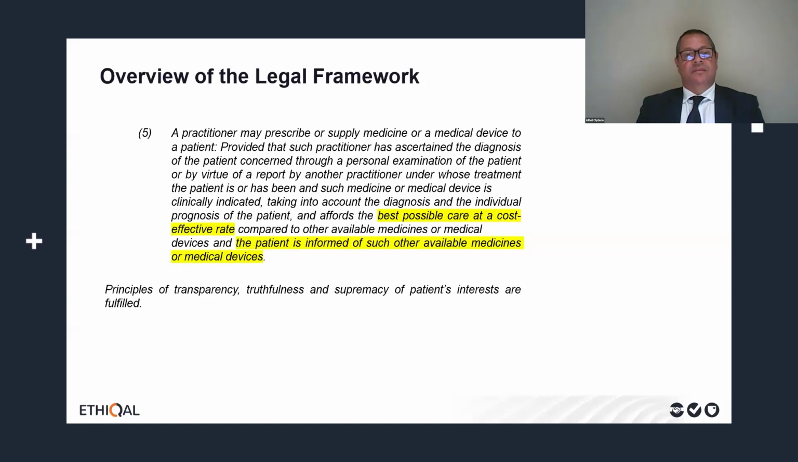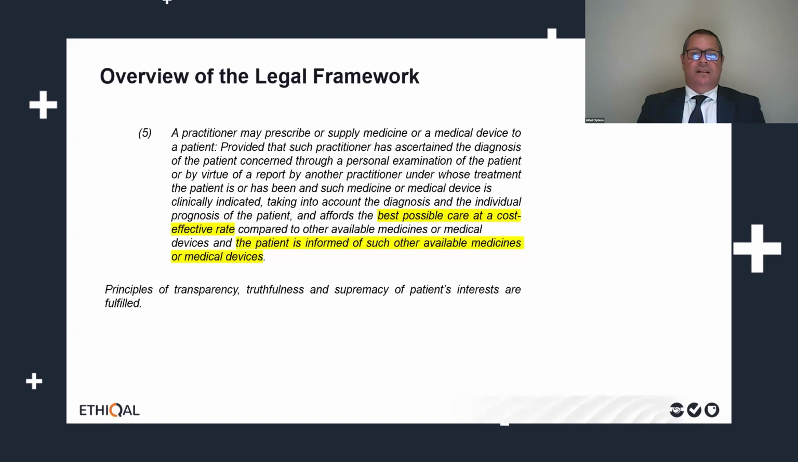Sub-rule 5 of Ethical Rule 23 says, as an exception to sub-rule 1, which says you can't sell, market, promote, distribute, or do anything with respect to medicines and devices, that despite that, you can prescribe or supply medicine or a medical device, provided that you diagnose the patient as a result of a personal examination or as a result of the report of another practitioner who treated the patient.